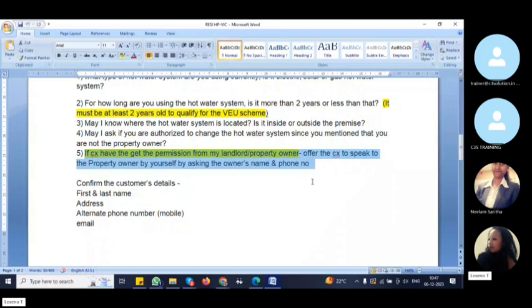So we have to get this information. Just check with the customer if they have the permission to make the changes or to upgrade their system, or whether we have to speak to the property owner. The best way for someone who is renting the property is if they are able to provide us the property owner's name and phone number, so that we can directly have a conversation with them. So the idea behind this is very simple. If I put it simply, for someone who is renting the property, our target should be to get to speak to the property owner and not the tenant who is renting the property.